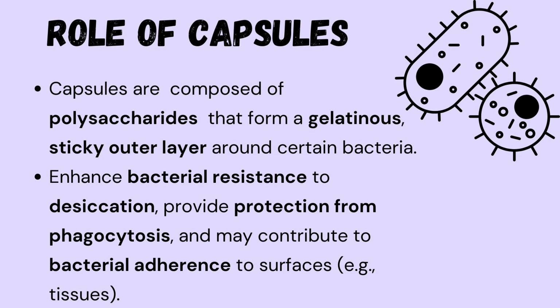Capsules are composed of polysaccharides. They form a gelatinous, sticky outer layer around certain bacteria. Capsules enhance bacterial resistance to desiccation, which means extreme drying. They provide protection from phagocytosis. Phagocytosis is a process by which certain cells called phagocytes engulf and digest large particles such as bacteria, dead cells, or debris. This is a key part of the immune system and it helps the body to fight off infections and remove unwanted materials. So the capsules are preventing the phagocytosis process.